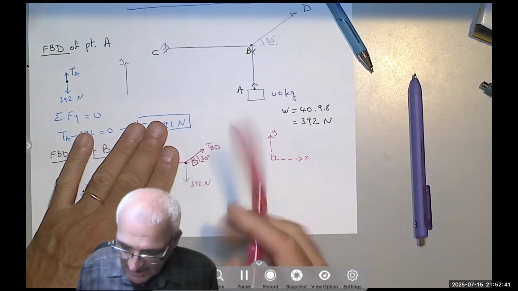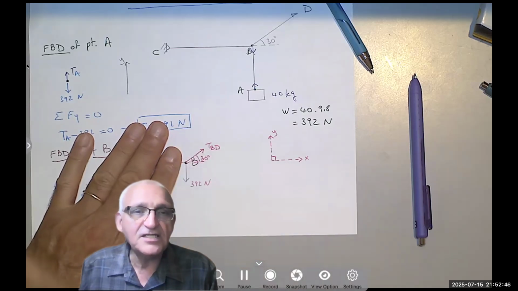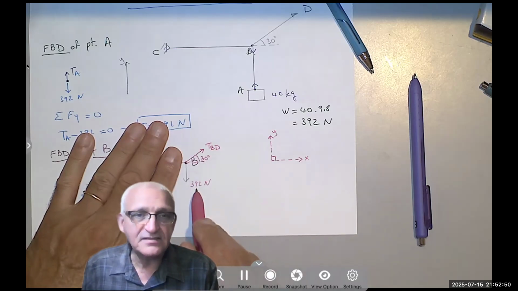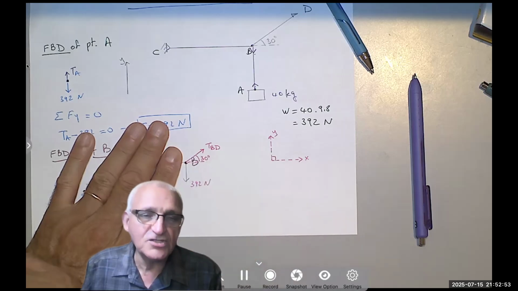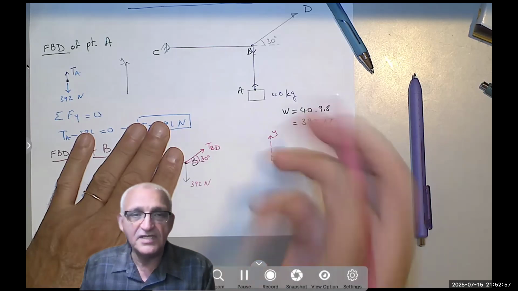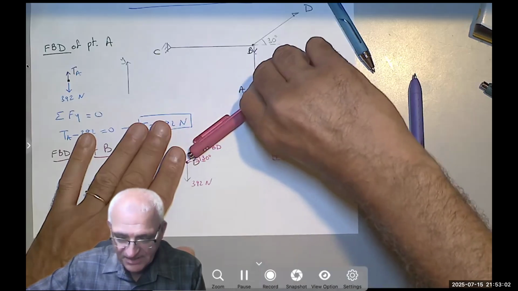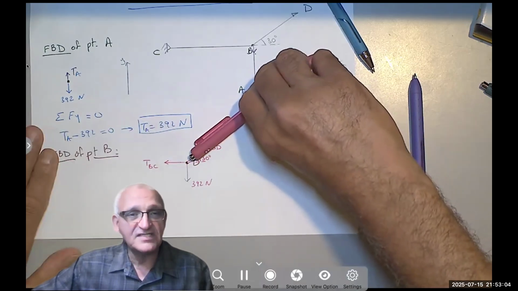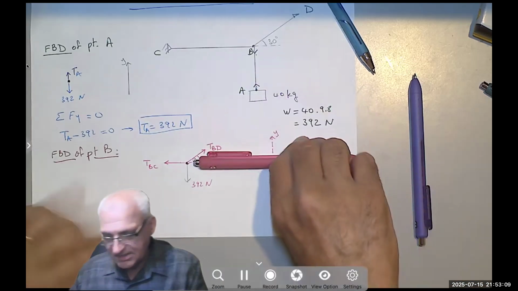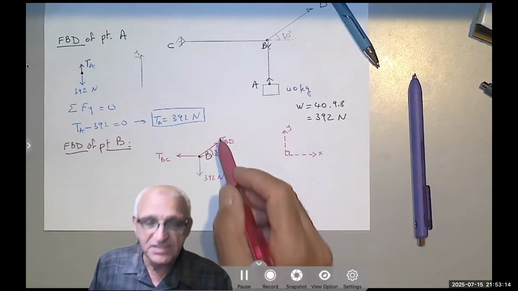So now I can say TBD sine 30 equals 392. So TBD would equal twice as much as that because sine 30 is 1/2. And you can get TBD very simply, it's 784. And now, because you know TBD, you can say sum of the forces in the X equals 0. TBD cosine 30, it's positive, minus TBC equals 0, so TBC equals TBD cosine 30.